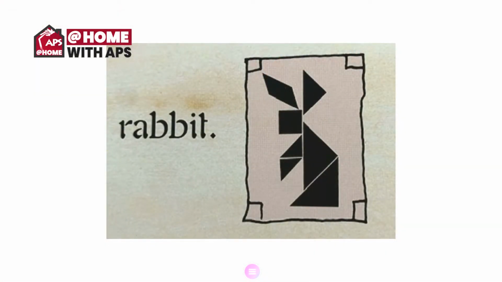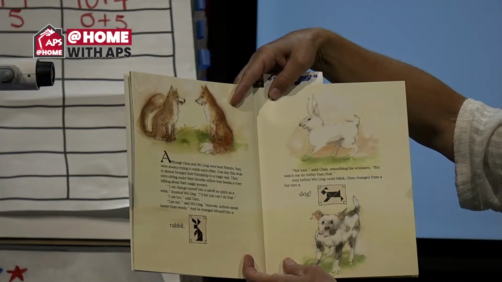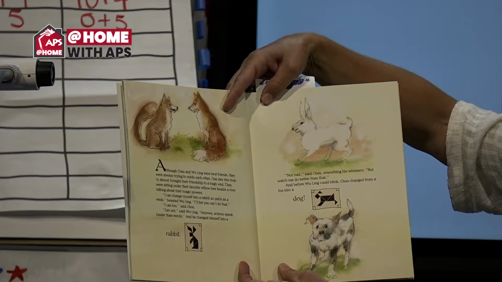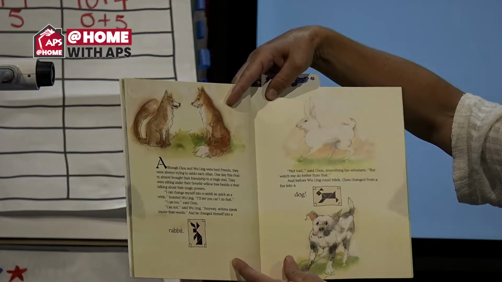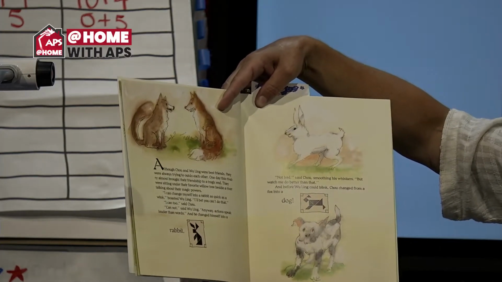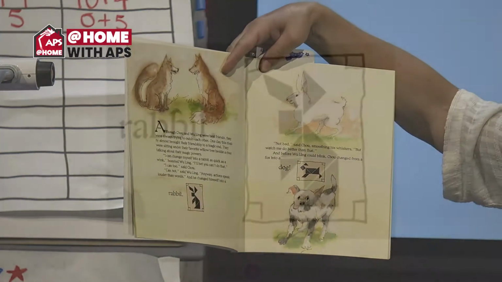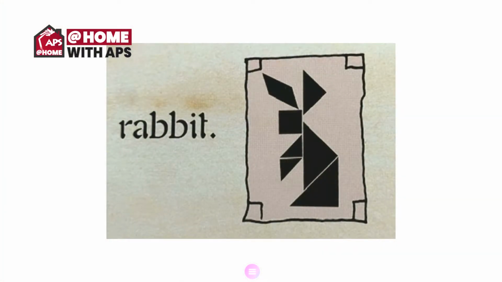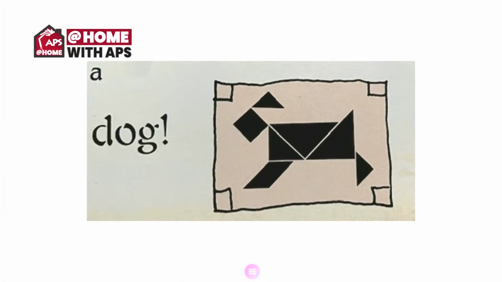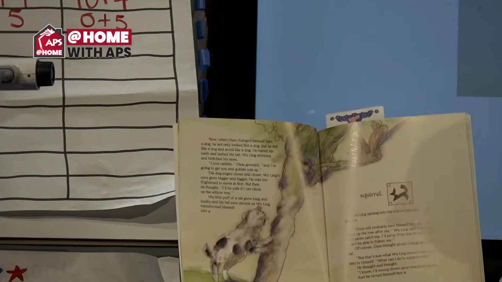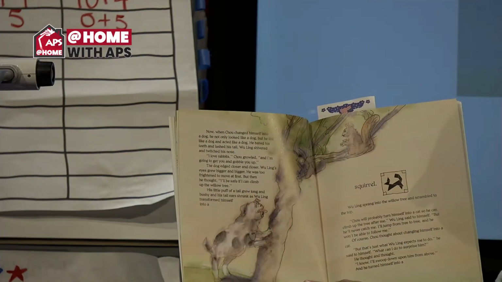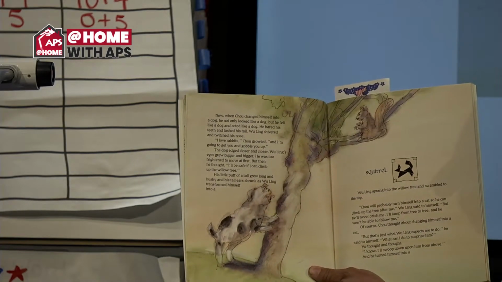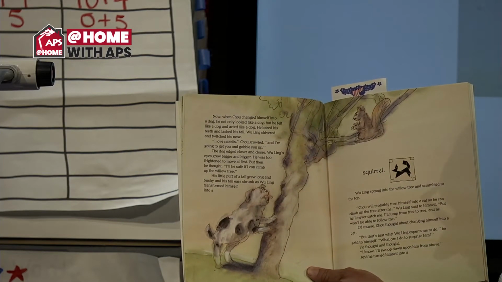"Not bad," said Chow, smoothing his whiskers, "but watch me do better than that." And before Wu Ling could blink, Chow changed from a fox into a dog. Now, when Chow changed himself into a dog, he not only looked like a dog, but he felt like a dog and he acted like a dog.